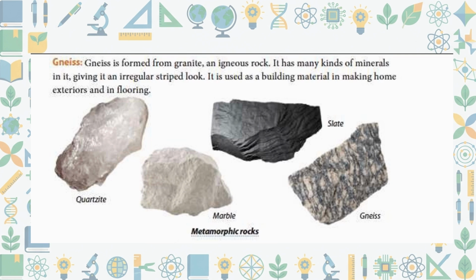Gypsum. Gypsum is formed from granite, an igneous rock. It has many kinds of minerals in it, giving it an irregular striped look. It is used as a building material in making home exteriors and flooring. This is a quartzite, a marble, a slate, and gypsum. They are all metamorphic rocks.